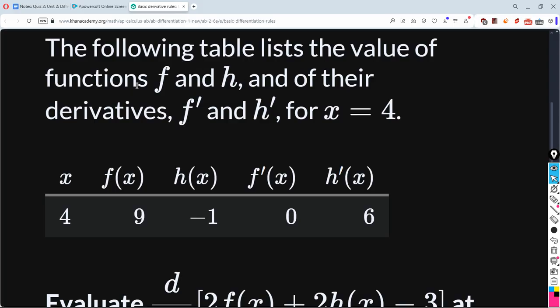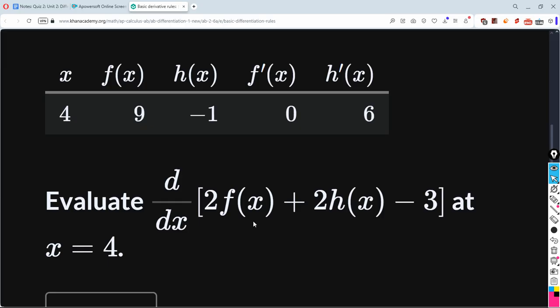All right, so the table lists the value of the functions f and h and their derivatives f prime and h prime for x equals 4. And they want us to evaluate the derivative at x equals 4. So really, the values in this table here are for x equals 4. So these numbers down here, this is really supposed to be f of 4, and this is h of 4, and so on. Okay, so I don't really like the way they wrote this, but we're clearly plugging in x equals 4 to get these other values here.